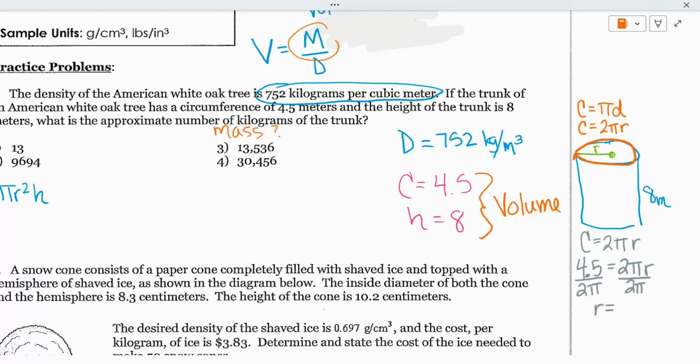So here's how we have to do that. We have to use parentheses. So take 4.5 in your calculator. Everybody pick up a calculator. 4.5 divided by parenthesis 2 times pi, close your parentheses. 0.716. Pi is right over here, the caret button.